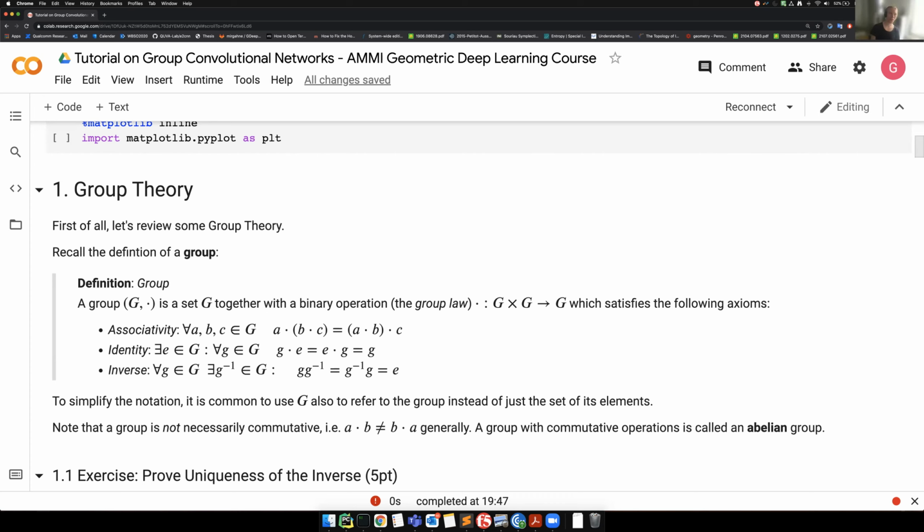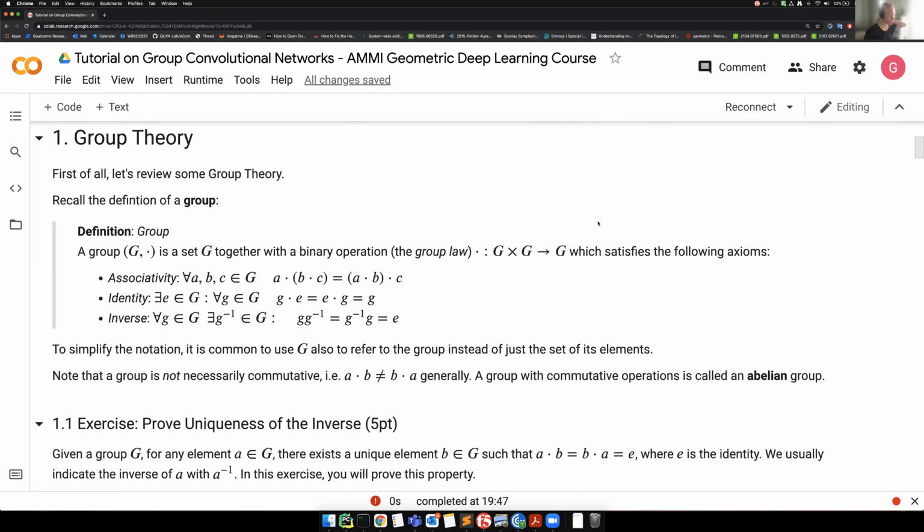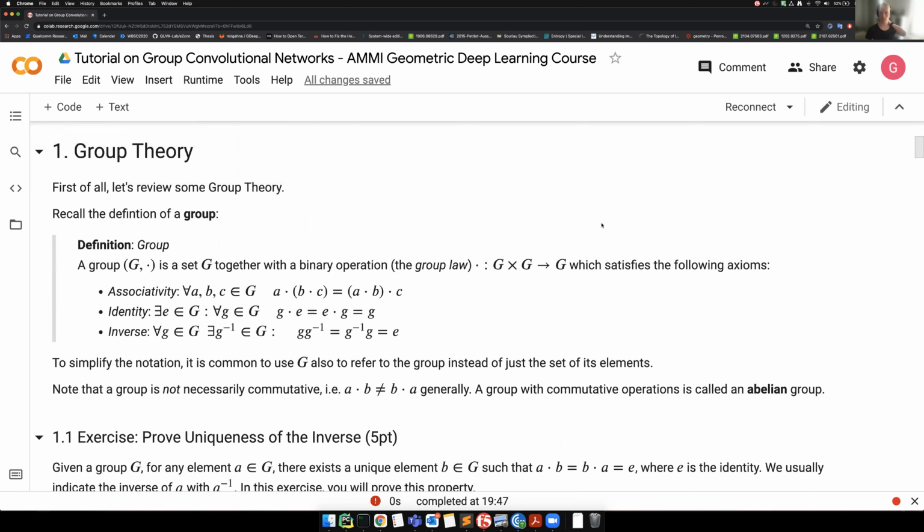Okay, should I assume that no one is really familiar with group theory? Okay, I take it as a yes. Then let's try to go through this together slowly. So first of all, we define what is a group. A group is nothing more than a set of elements. Okay, thanks for the answer. So yeah, no worry, we're gonna go through this together.